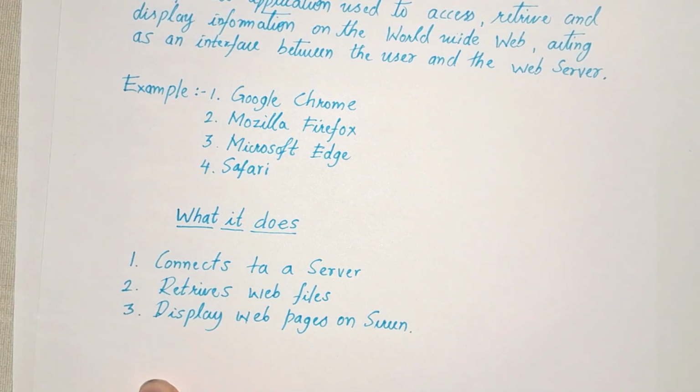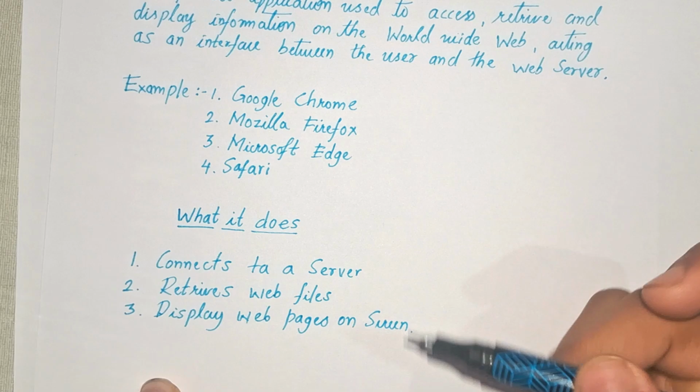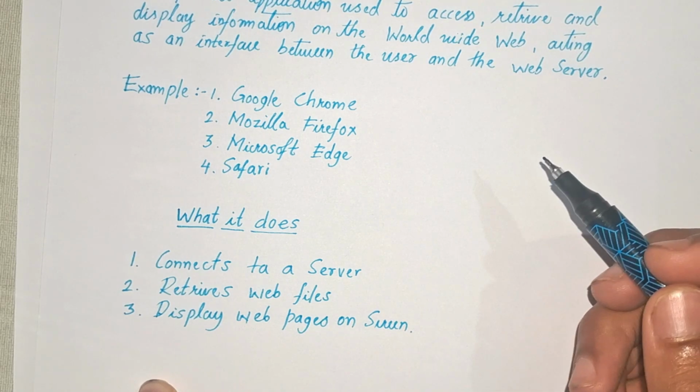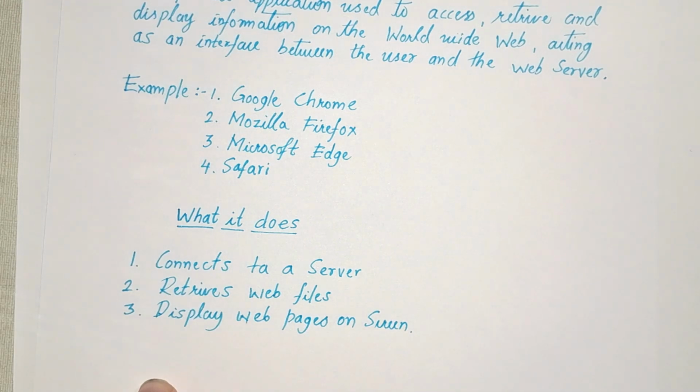So remember this clearly. The internet is a global network. The web browser is a tool that helps us to access websites on the network. Without a browser, we cannot use the World Wide Web. So that's all for the basic concept of a web browser.